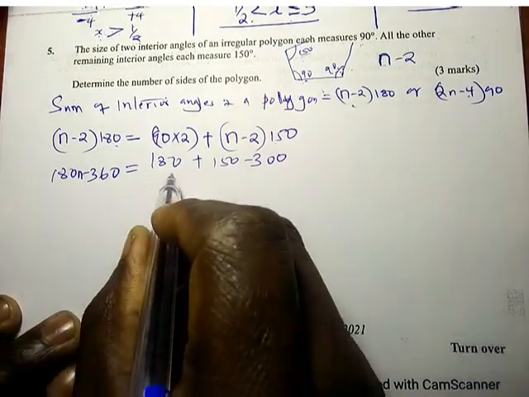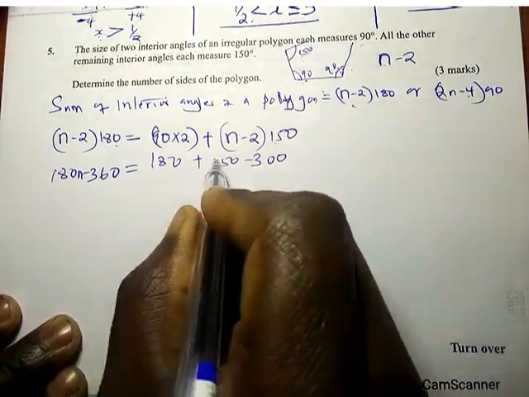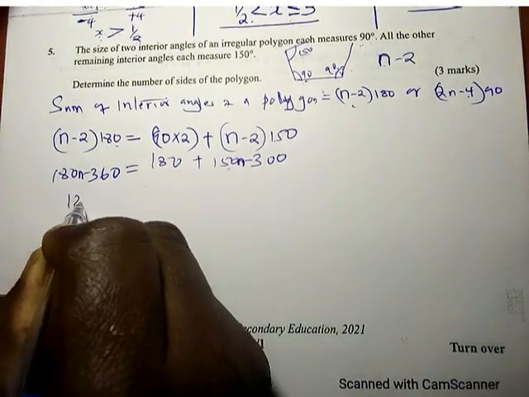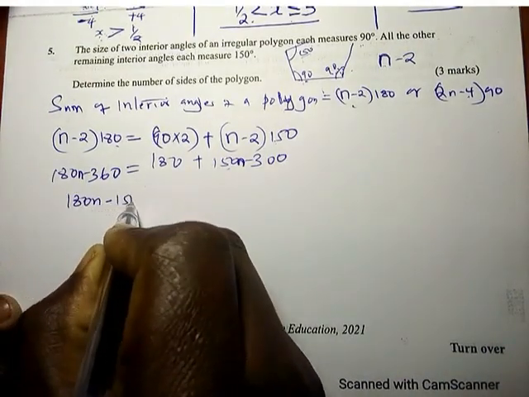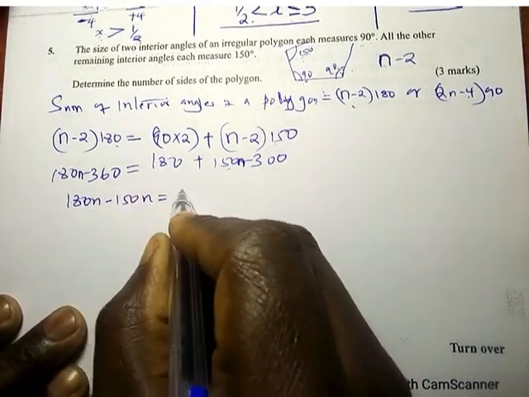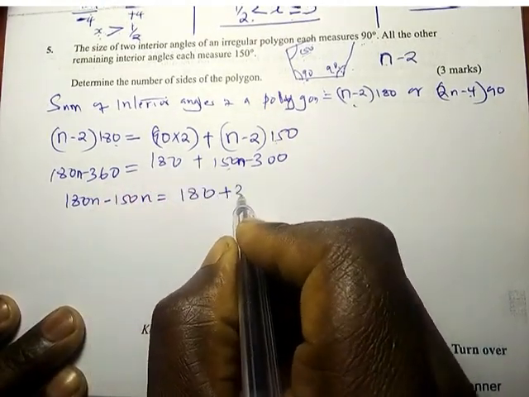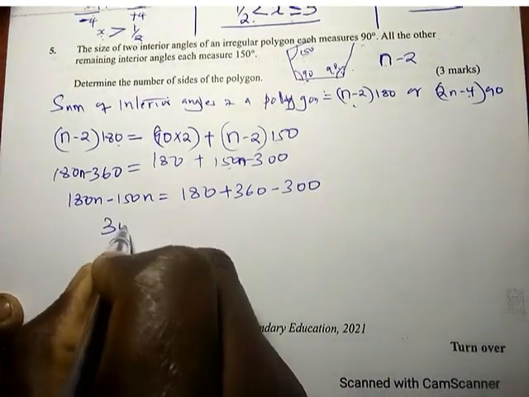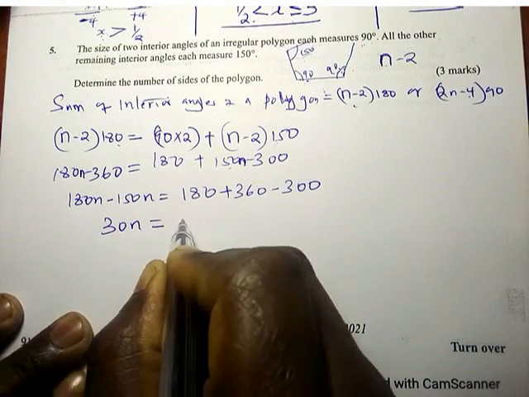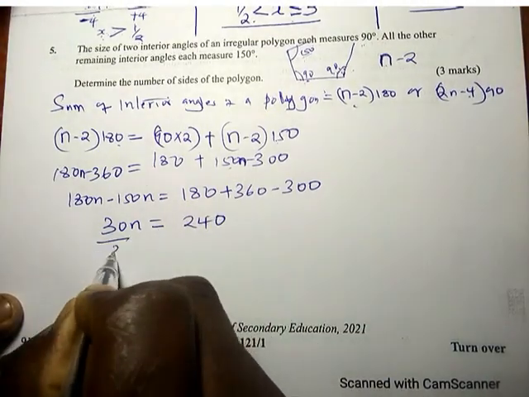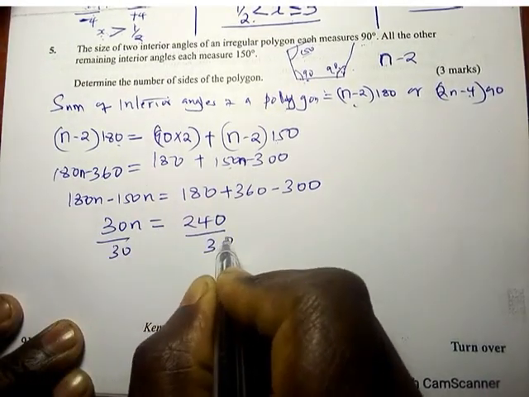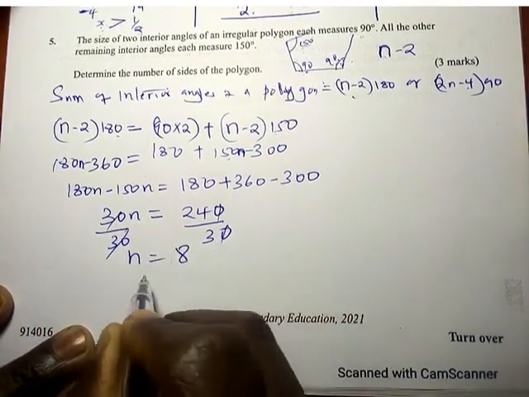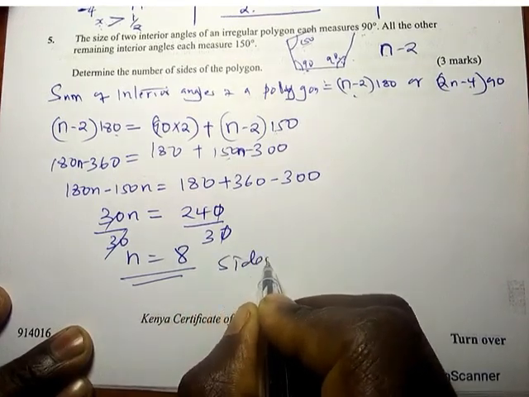Like terms together. 180n minus 150n will be equal to 180 plus 360 minus 300. 30n is equal to 240, divided by 30, divided by 30. So n is going to be 8. So the number of sides is 8.